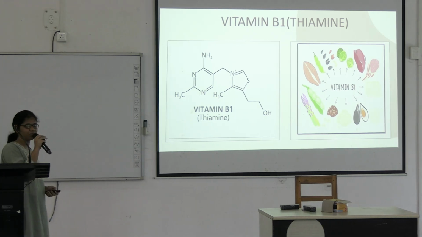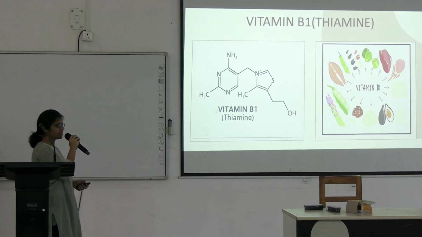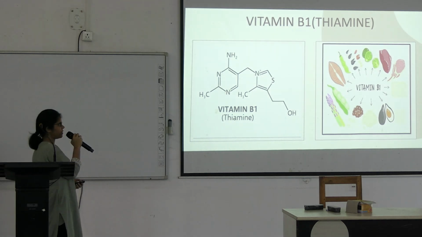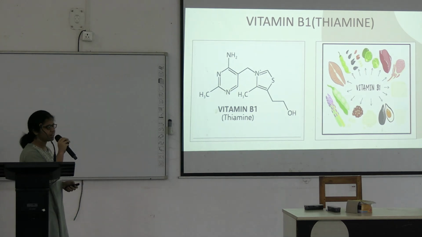Good morning, everyone. I am Tridibeswar. Let's start. The first vitamin, vitamin B1, that is thiamine. It's also called the anti-beriberi vitamin. It is crucial for carbohydrate metabolism, especially glucose metabolism, and nerve function.